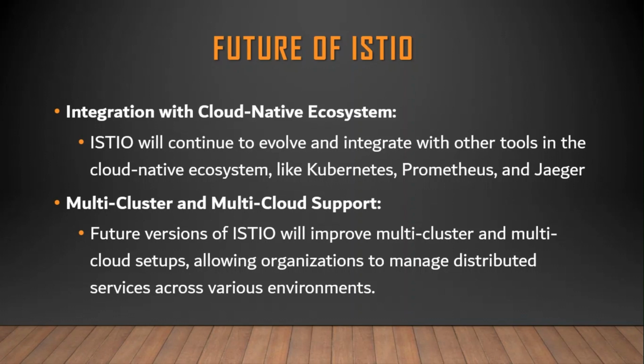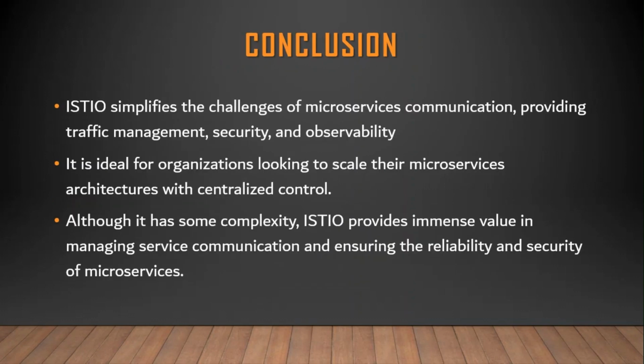Looking ahead, Istio will continue to evolve with deeper integration into the cloud-native ecosystem. Features like multi-cluster and multi-cloud support will improve, enabling organizations to manage distributed services seamlessly across environments. In conclusion, Istio is a robust tool that simplifies microservices communication by centralizing traffic management, security, and observability. While it adds complexity, its benefits in scalability, security, and monitoring are unmatched.